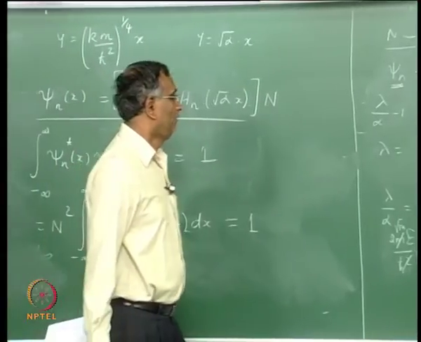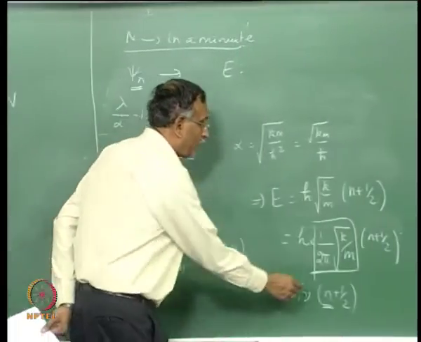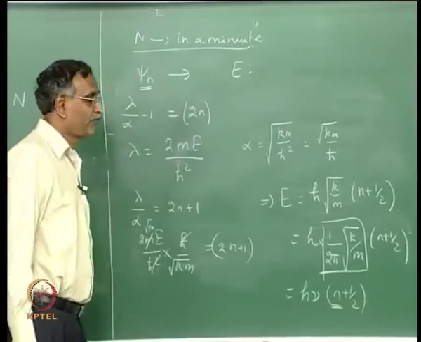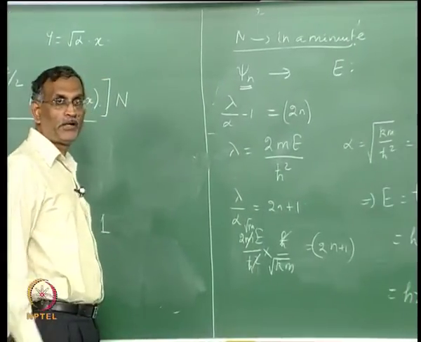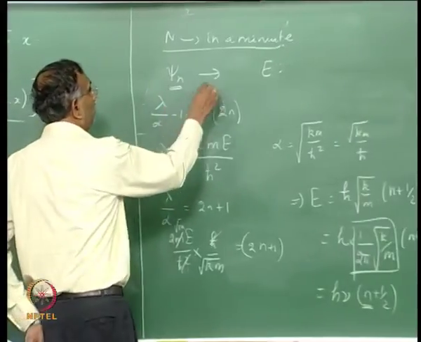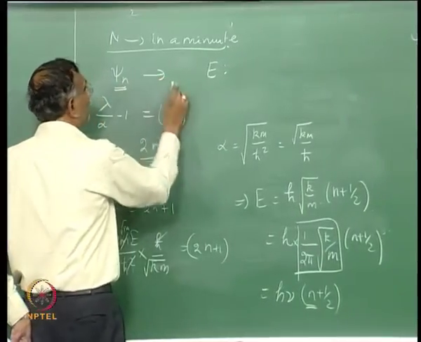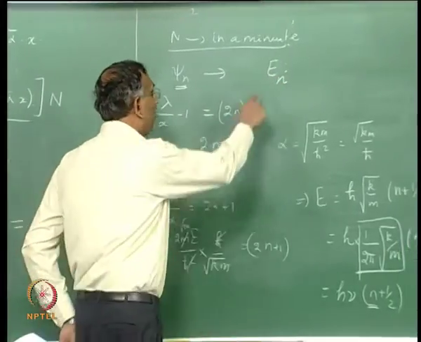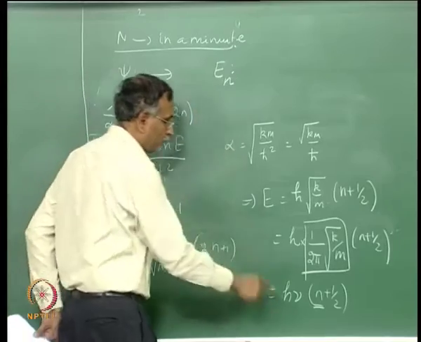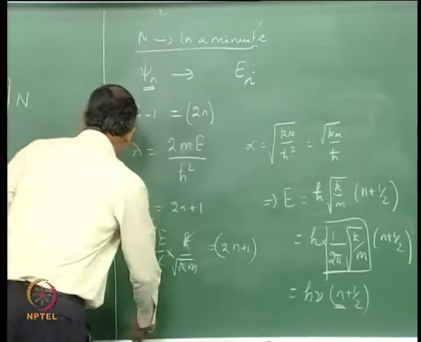Okay. So, we have an n plus a half. That is very interesting, because that is going to give us the idea of what is known as the zero-point energy later on. But this has to be kept in mind. Therefore, psi n is associated with a given energy E n, also indexed by the same n as you have it here.